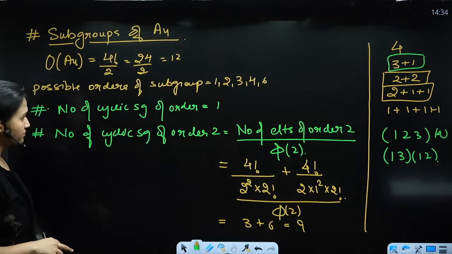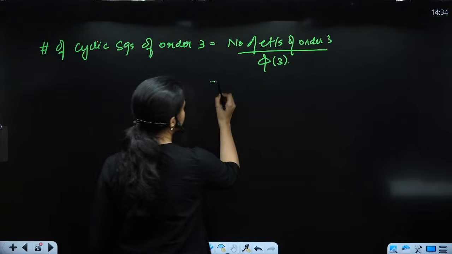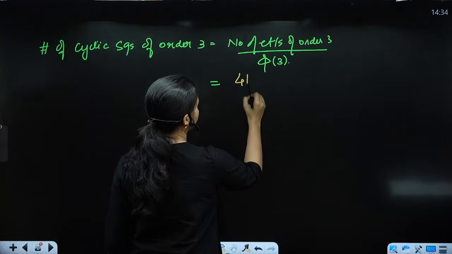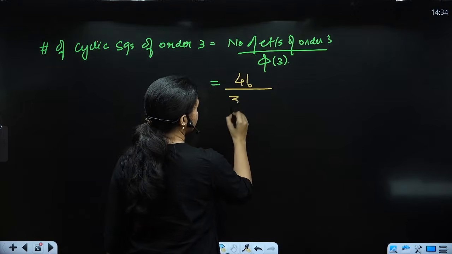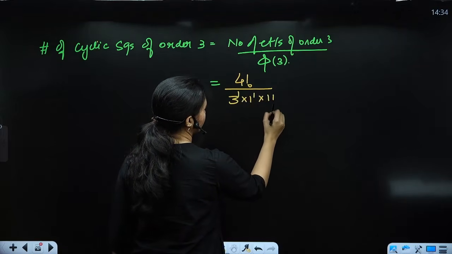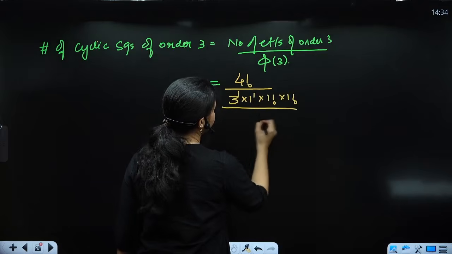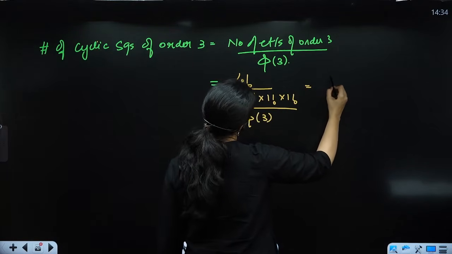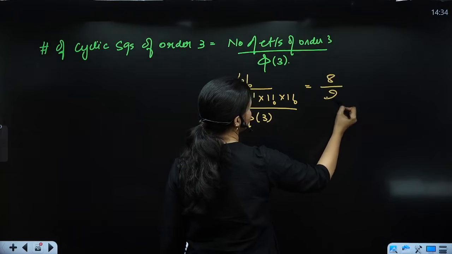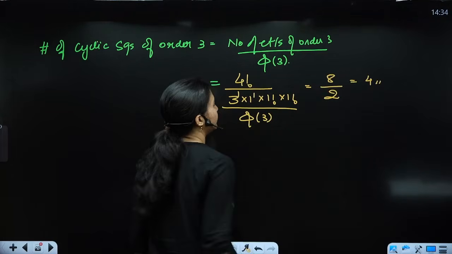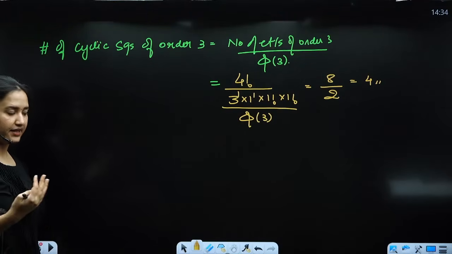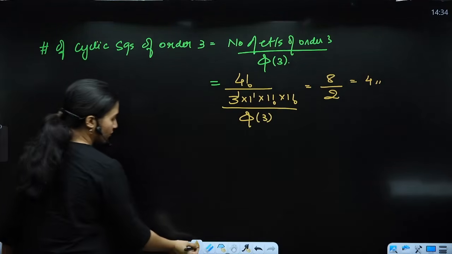Now, how many elements are going to be there? 4 factorial upon 3 plus 1. So 3 into 1 into 1 factorial into 1 factorial, divided by phi of 3. So this gives us 8 upon 2, that is 4, right? So there are going to be 4 subgroups of order 3 which are going to be cyclic in A4, right? Now moving on to 4.